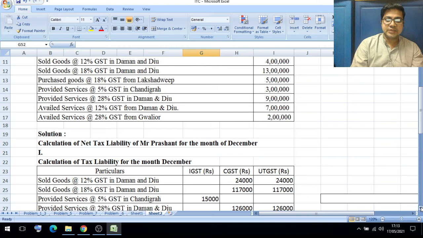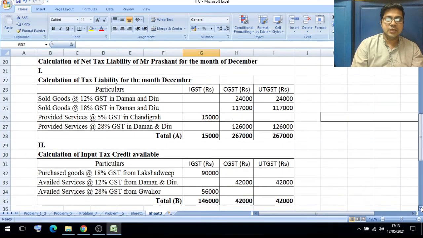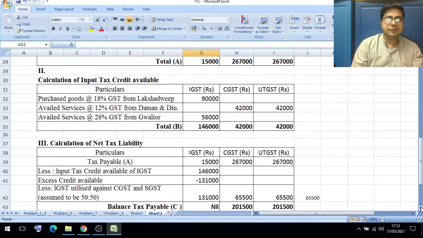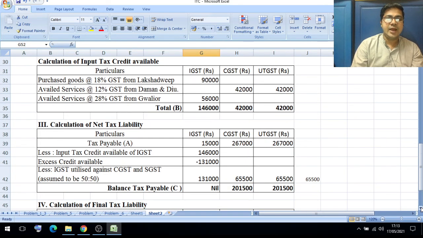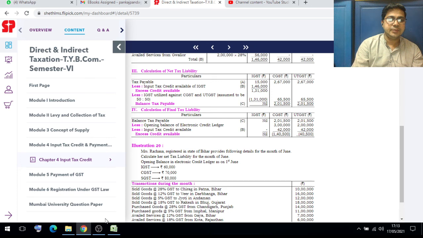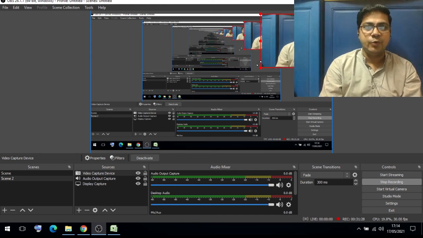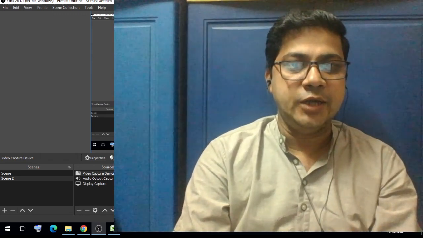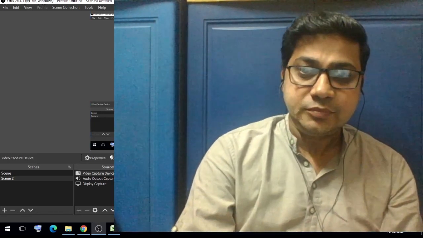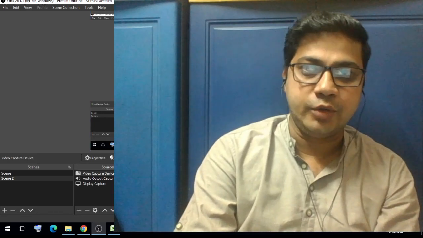So friends, I hope you understood how we will solve this particular sum. Whenever IGST is applicable, at that time we have to use IGST's input tax credit, and this IGST's excess credit available we have to use against the CGST and SGST, and it can be used in equal proportion, that is 50-50. I hope you understood these kinds of problems. We will discuss similar types of problems in our next lectures. So you have to write this question and answer in your notebook, and if you have any difficulty, you can share it in our WhatsApp group also. Okay, bye, thank you.